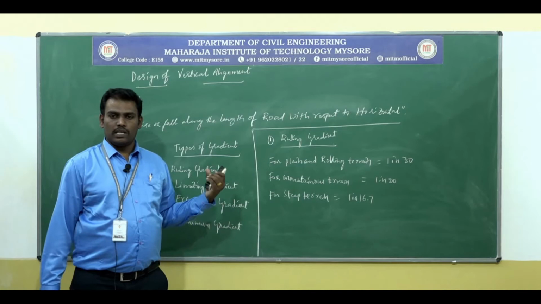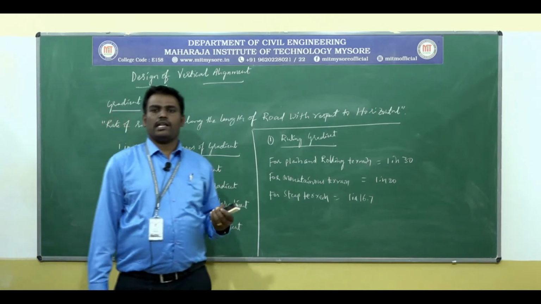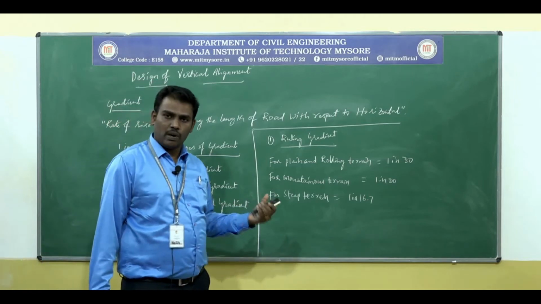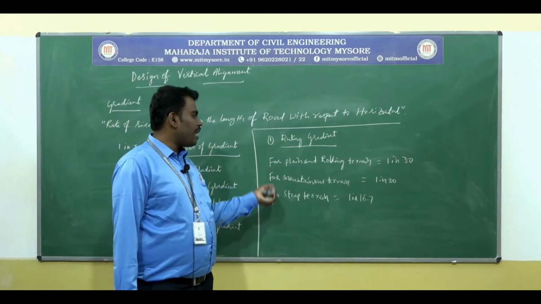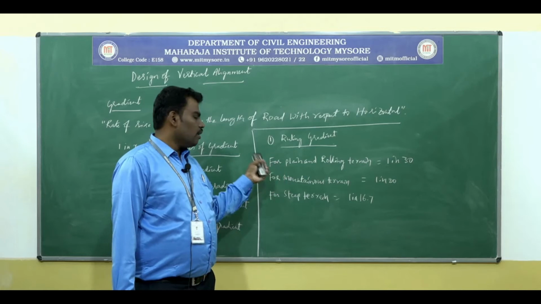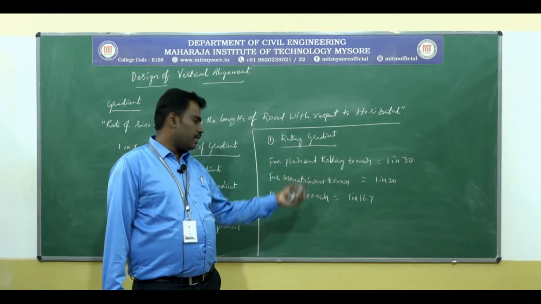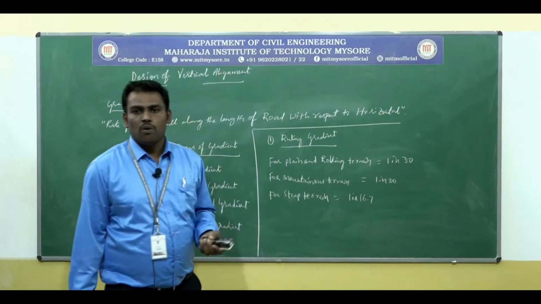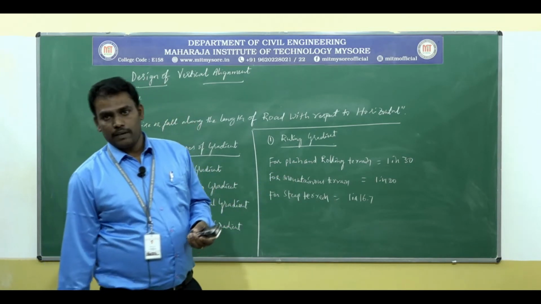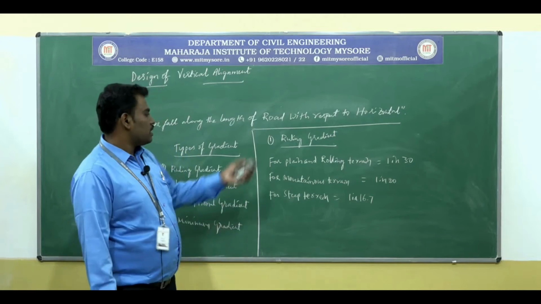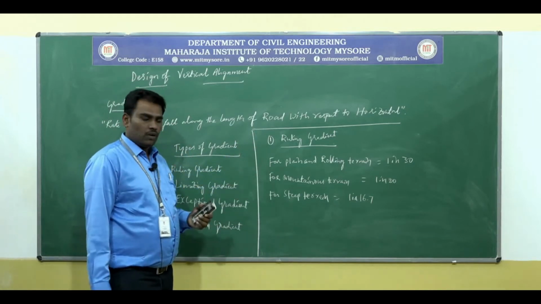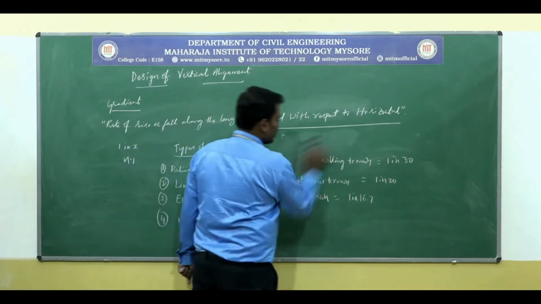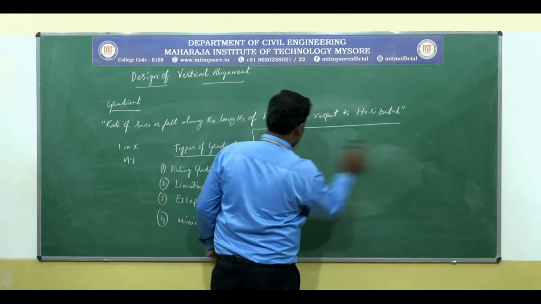The rolling gradient is the maximum gradient with which the designer attempts to design the vertical profile of a road. The IRC recommended values for rolling gradients are 1 in 30 for plain and rolling terrain, 1 in 20 for mountainous terrain, and 1 in 16.7 for steep terrain. Next, the second one is limiting gradient.